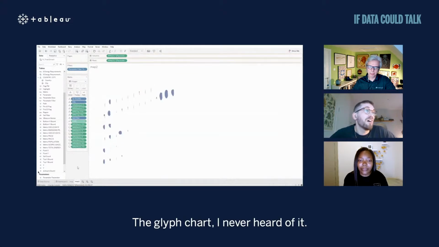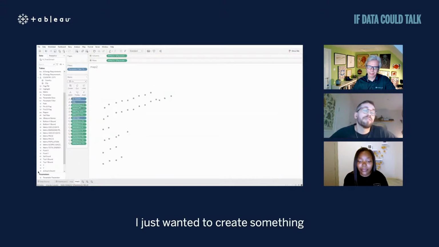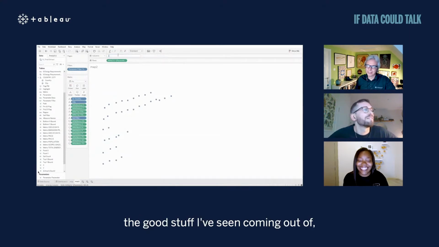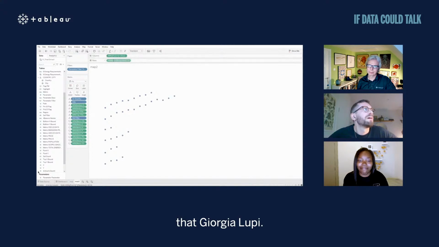The glyph chart, I'd never heard of it. I just wanted to create something pretty abstract, because of all the good stuff I've seen coming out of, like, Georgia Loopy, Steph Pos. But for me, it worked.